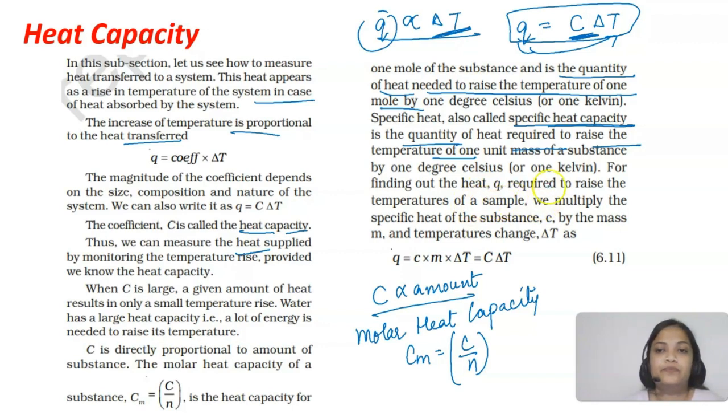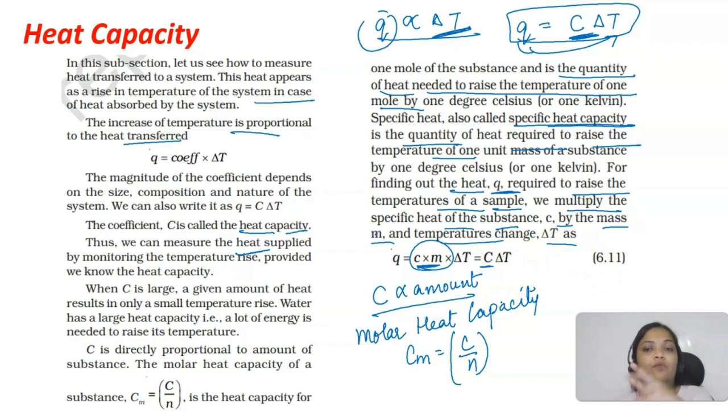So here, for finding out the heat Q required to raise the temperature of a sample, we will multiply the specific heat of the substance C by the mass and by the temperature change. This is capital C. Specific heat capacity is for 1 unit mass, and then we multiply it by the mass, we will get the heat capacity of that sample, and then we will multiply it with delta T.